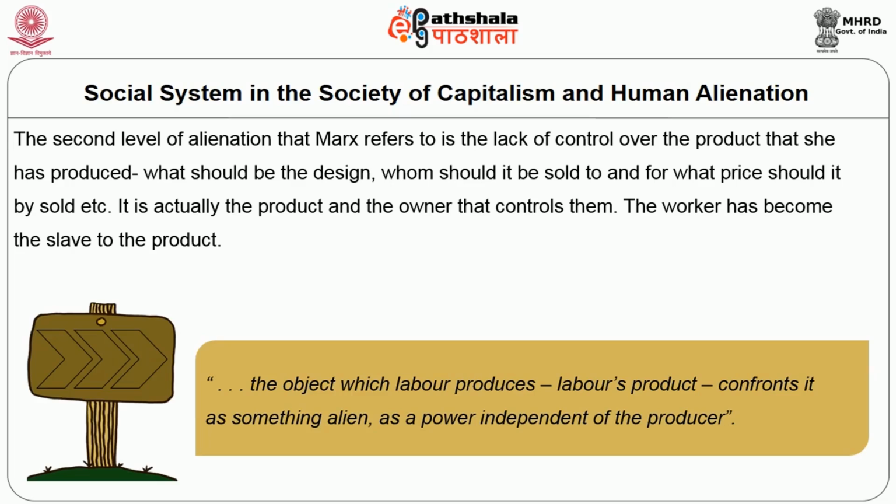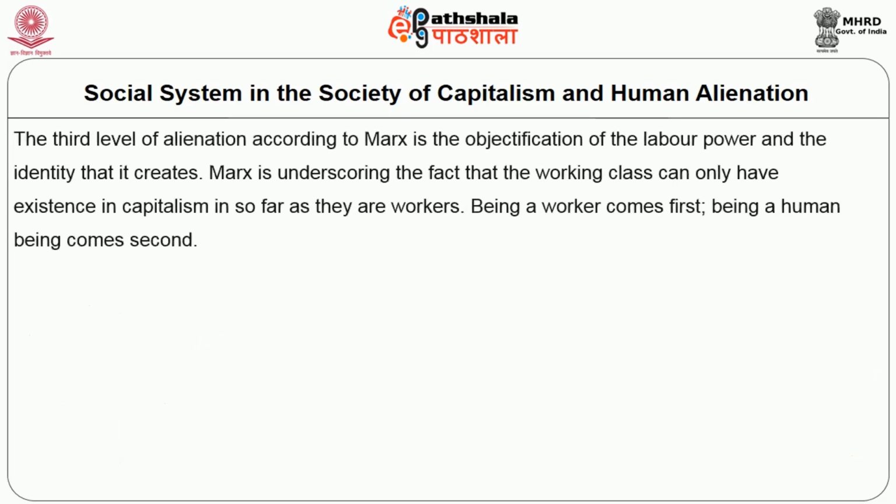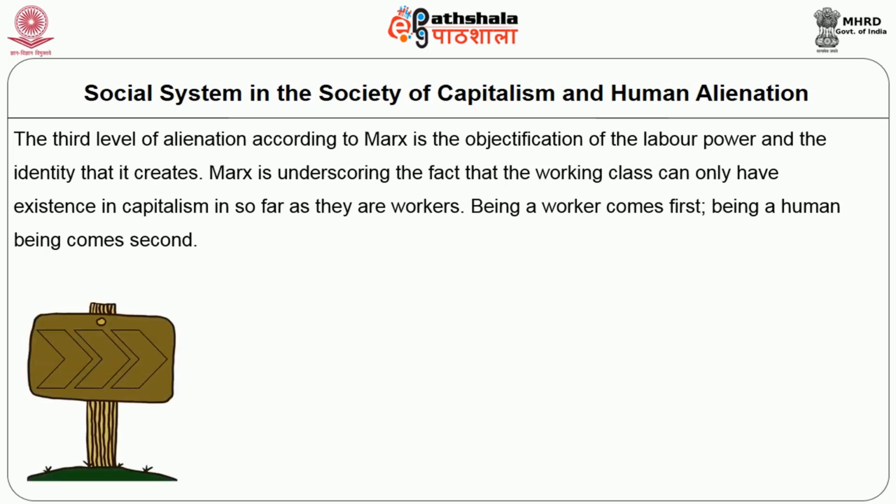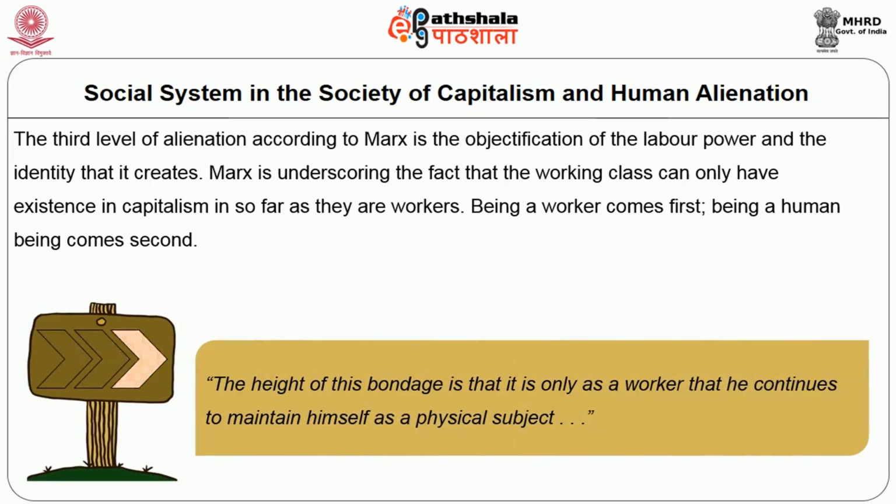The third level of alienation, according to Marx, is the objectification of the labor power and the identity that it creates. Marx is underscoring the fact that the working class can only have existence in capitalism insofar as they are workers. Being a worker comes first, being a human comes second. To quote, "The height of this bondage is that it is only as a worker that he continues to maintain himself as a physical subject," unquote.